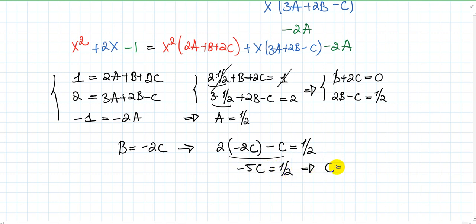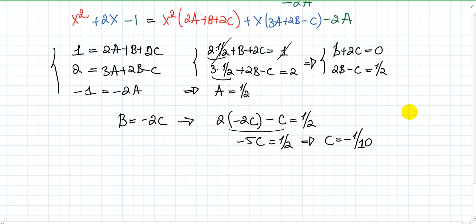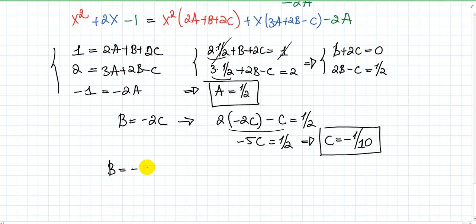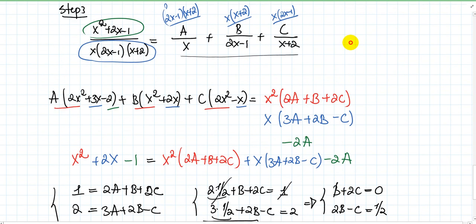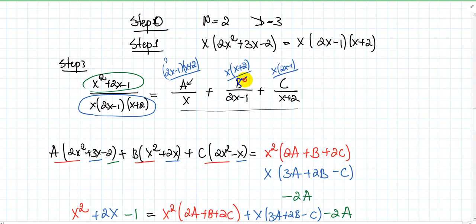So that is why c is equal to minus 1 over 10, right? I need to divide both sides by minus 5, sorry. Okay. If c is equal to minus 1 over 10, and a is equal to 1 over 2, what is b? So b is equal to minus 2c, which is equal to minus 2 multiplied by minus 1 over 10. So this will be 1 over 5, okay? So now I know what a, b, and c are, and by putting a, b, and c into here, I can find this integration, okay?